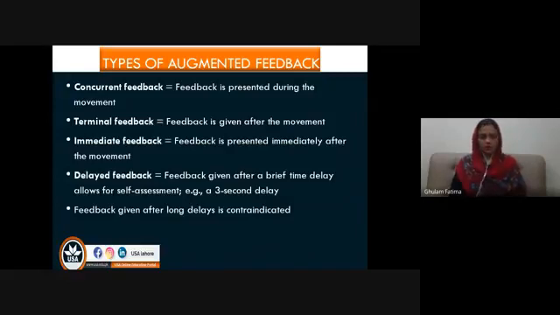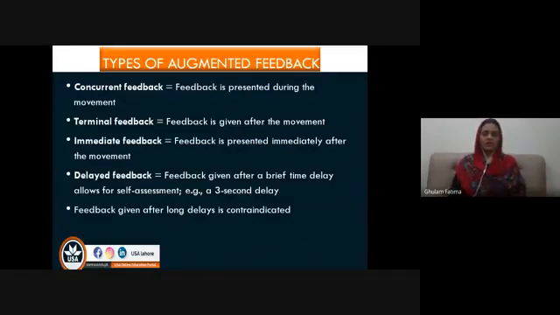The first one is called concurrent feedback. This is the feedback which is given along the movement. When the patient is performing the movement, along with that performance, we will give this kind of feedback. So this is called concurrent feedback. Then there is another type of feedback that is called terminal feedback. This type of feedback is given when the patient has completed the movement.